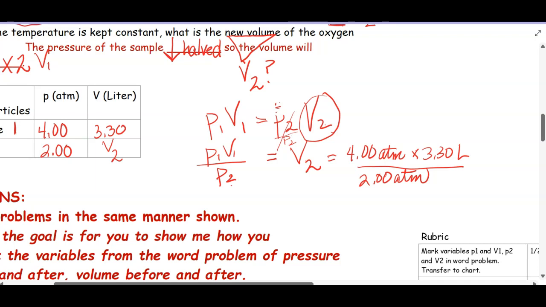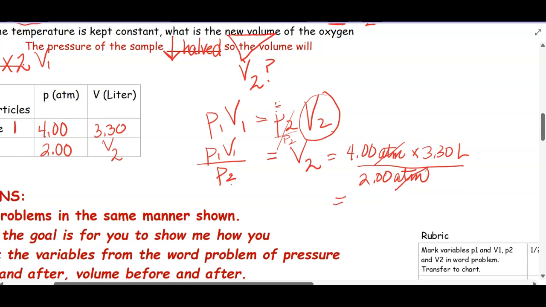I think when you look at this now, we're looking at the fact that the atmospheres cancels. And here again, we're noticing that 4 over 2 is going to give us 2. But let's just go ahead and do this calculation. All right, so 4.00 times 3.30 divided by 2.00 equals 6.6, and the unit that is left is liter.